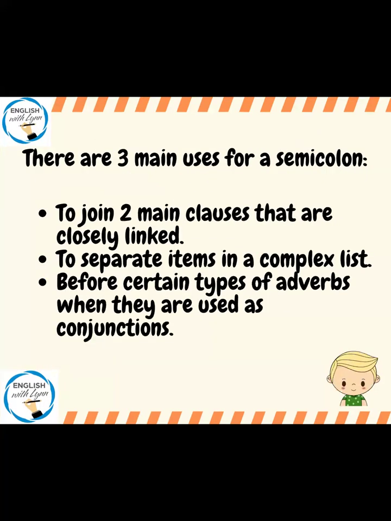So three main uses. The first use of them is when you have two main clauses that are very closely linked. And sometimes we use semicolons if you have a compound sentence that is two main clauses that has a fanboys conjunction in the middle of it. If you take out the fanboys conjunction and put in a semicolon, it links those two main clauses together.